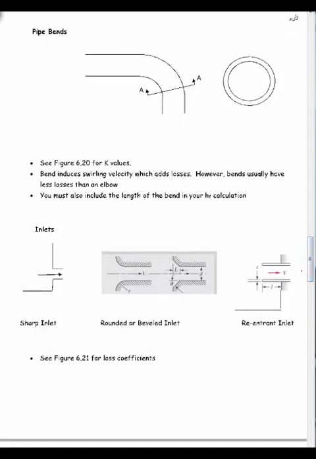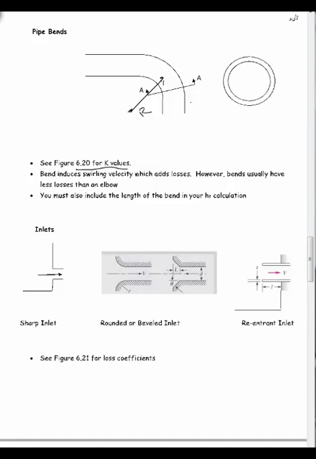Pipe bends are similar to elbows, but usually not quite as bad. There's another figure for that, so basically just look it up. It's based on the radius of the turn over the diameter of the pipe.